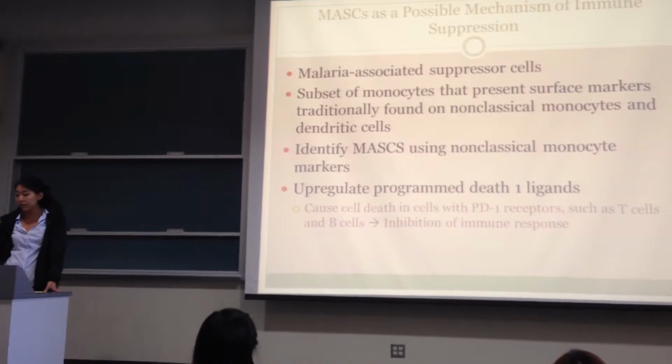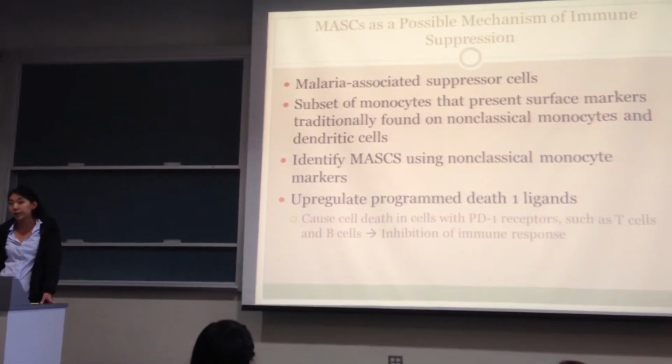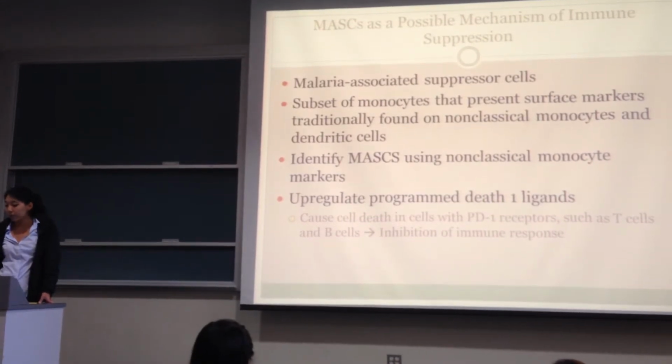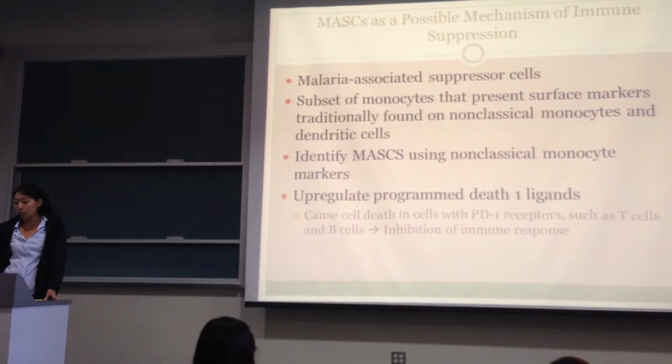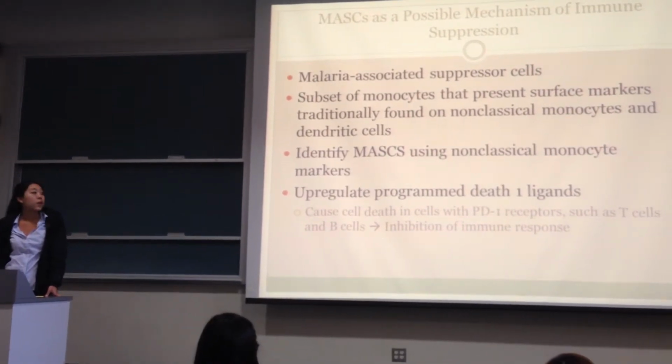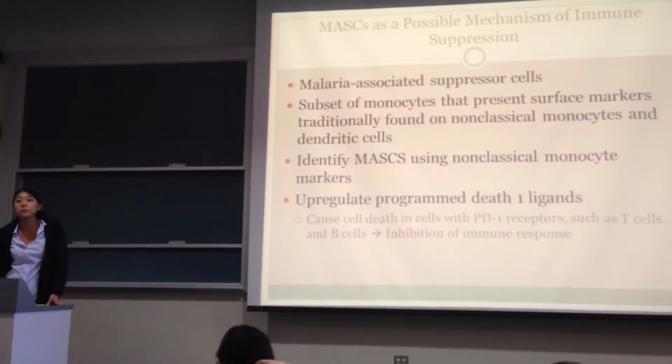We're interested in them because we're looking at them as a possible mechanism of immune suppression during persistent malaria infection. And we see that they upregulate programmed death ligands, which cause cell death in the cells with the PD-1 receptors, such as T cells and B cells, which leads to inhibition of the immune response.